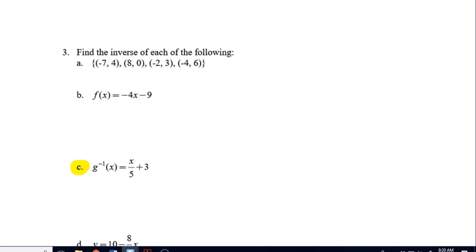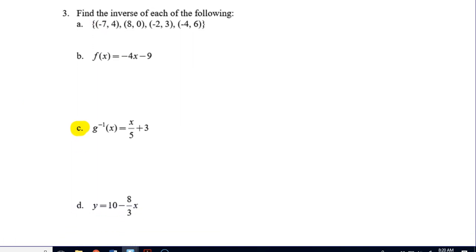Find the inverse of a function. Well, we said switch x and y, right? You would do that if you had to do problem A. You just switch the x and y for all the points. We're working on problem C, where we're given the inverse, and we want to find, well, what was the original function g of x? So we're going to switch the x and y.